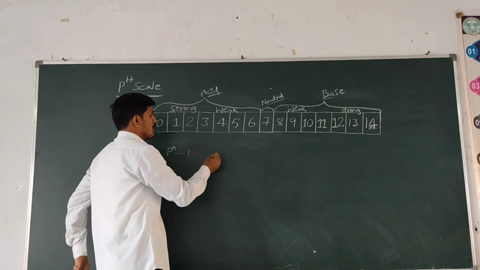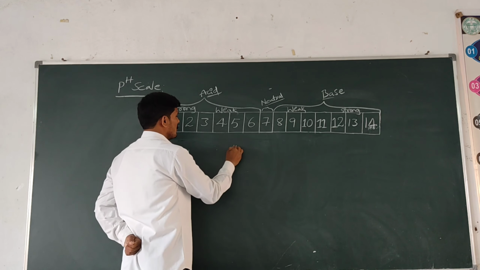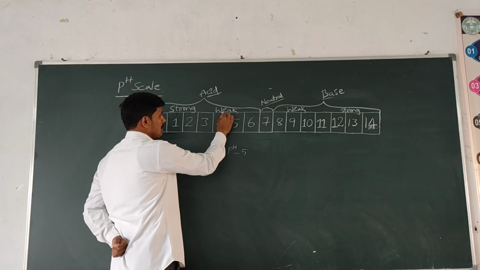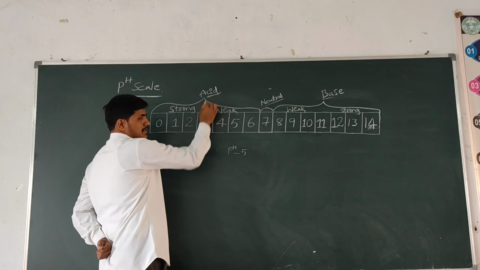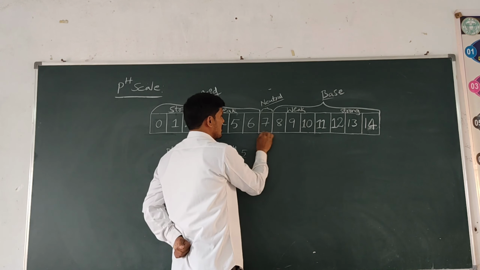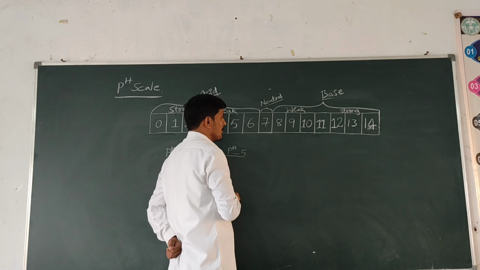When the pH value on the pH scale is 5, it is said to be a weak acid. Here, when the pH value is 7, the solution is neutral.